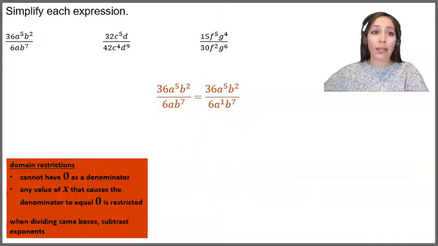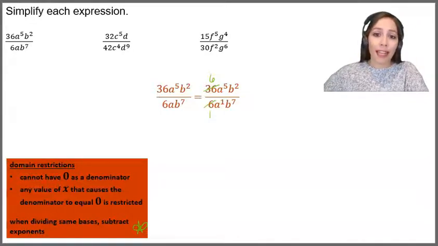Now from here, I'm going to go ahead and reduce things in the numerator and denominator. 36 and 6 can both be reduced by 6. 36 divided by 6 is 6. 6 divided by 6 is 1. And if you look down here at Chloe's cheat sheet notes, she let us know when you're dividing the same bases, you have to subtract the exponents.